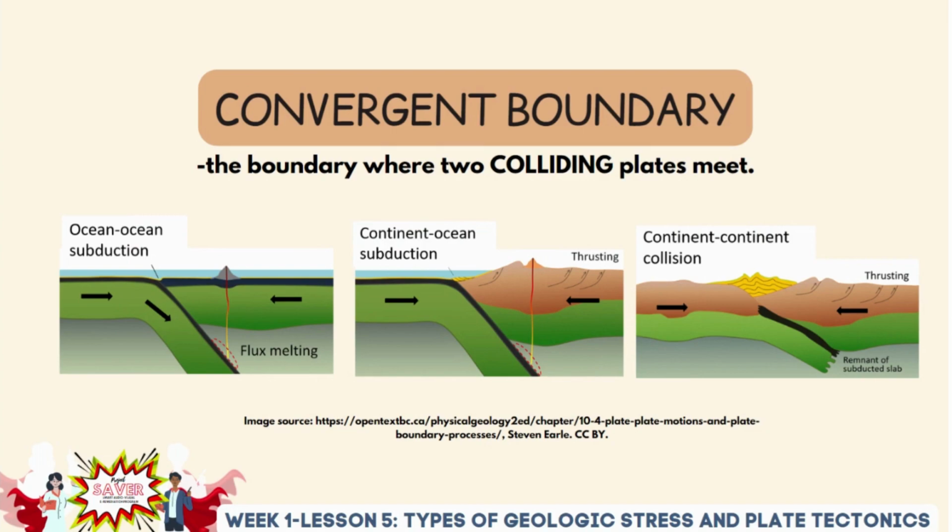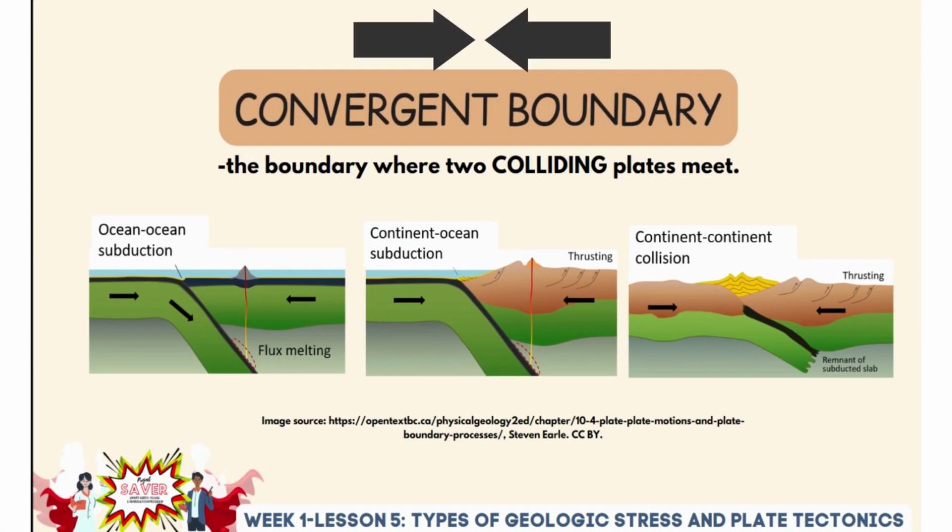The first type is convergent boundary. It's the boundary where the two colliding plates meet. Ang dapat nating tandaan sa convergent boundary is that the two plates move toward each other.